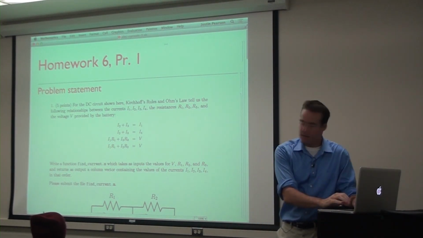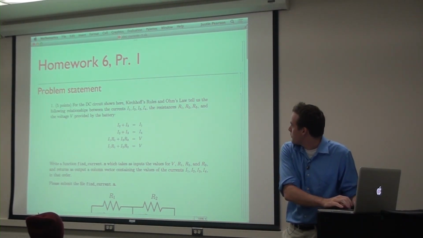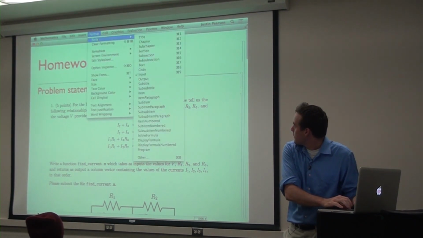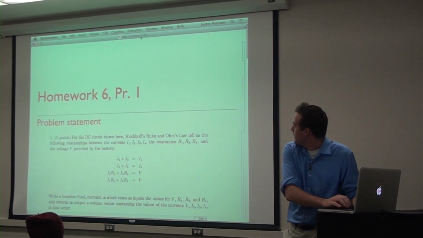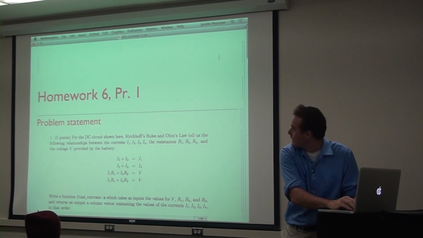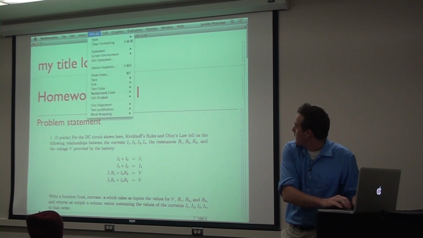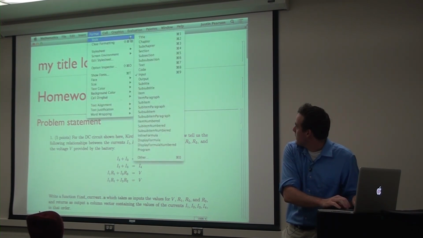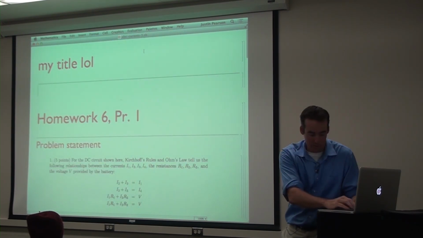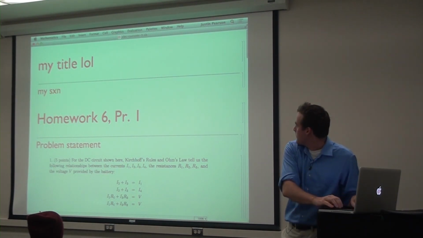The reason is that this is not your normal text editor. If I go to Format, Style, Title, now you can see these different cells over here. And I can say things like, my title, lol. Okay, then below that, I can put in another thing. Maybe, I don't know, maybe a section. Here's my section.